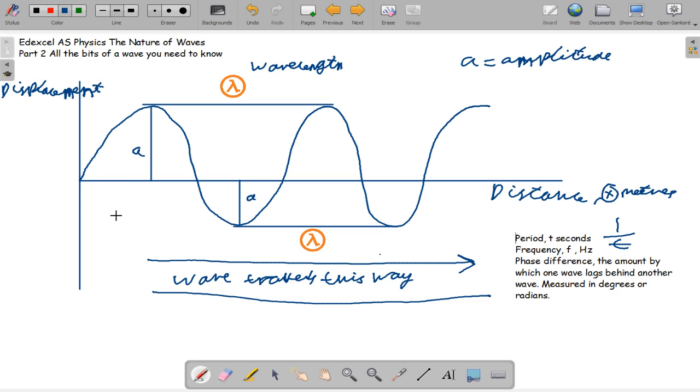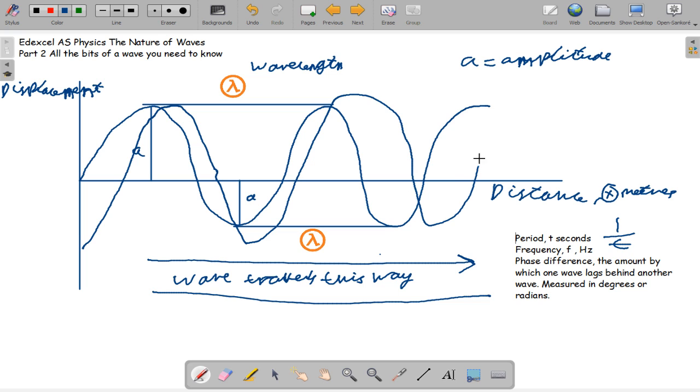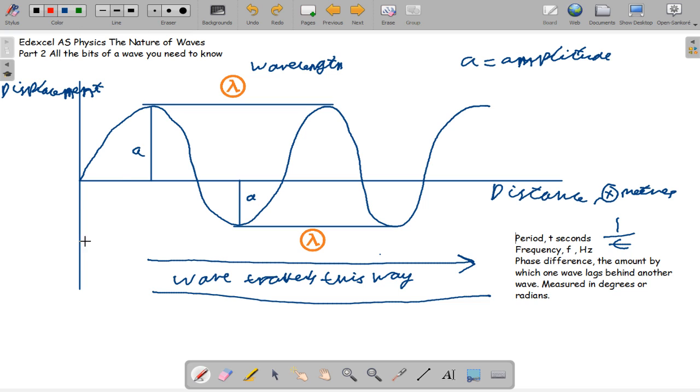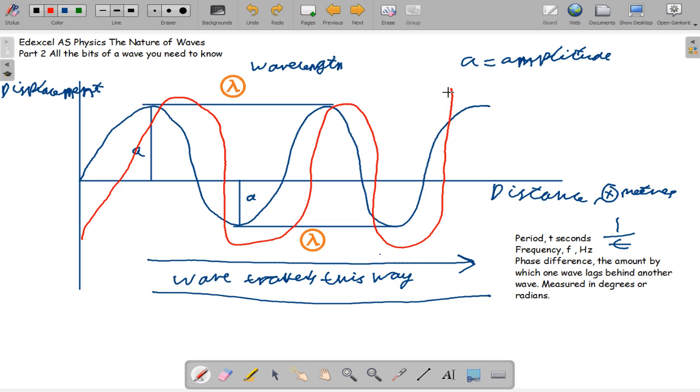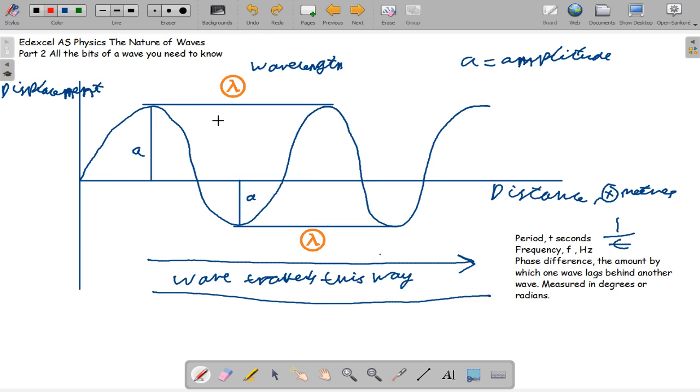So this wave can lag behind the other wave like this. Let's do that again in another colour. So say that this is a wave. I do apologise for the crude drawing, but this could be an example of a phase difference, and this could be measured in degrees or radians as well.